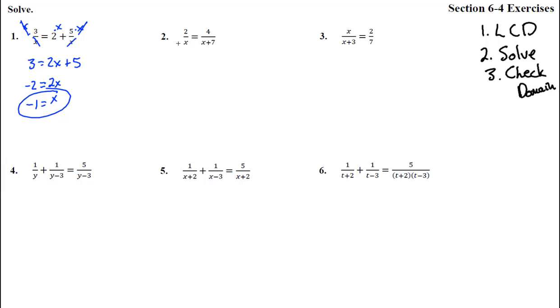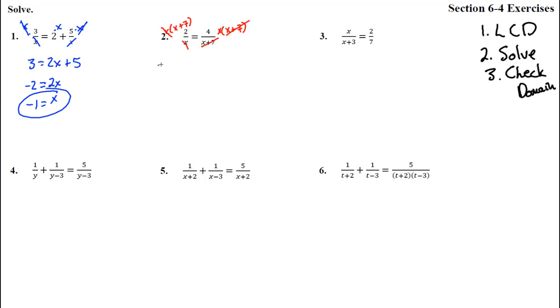Number 2, this has a denominator of an x and an x plus 7. So let's multiply both of them by x and x plus 7. Notice we are not just changing the fraction by timesing the top and bottom by the same thing. We are actually multiplying both sides by a number that isn't 1. We're actually multiplying both sides by that least common denominator. And then magic happens. The x's cancel there, and the x plus 7's cancel there.